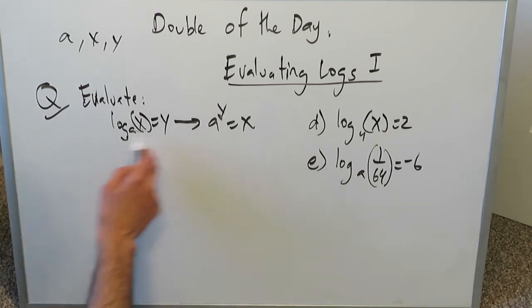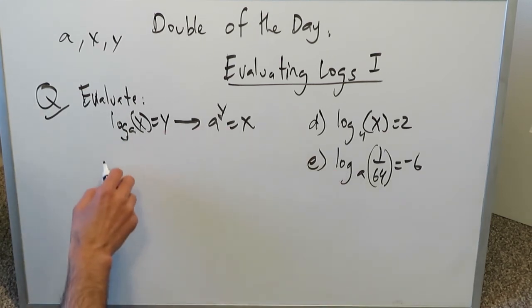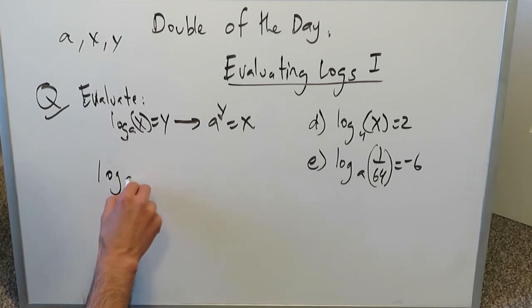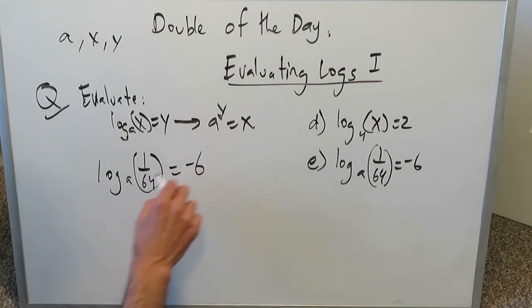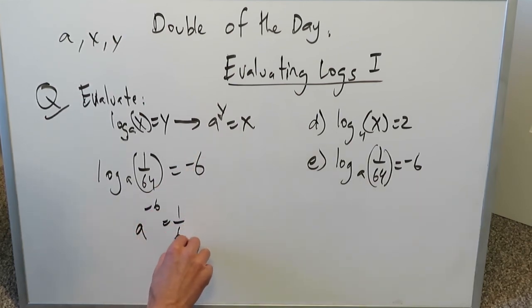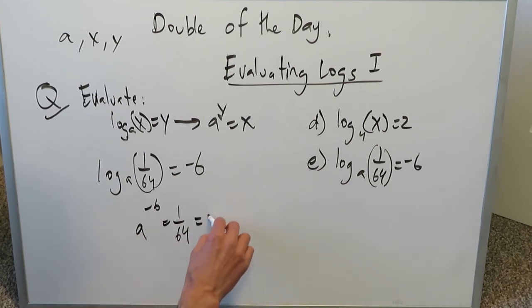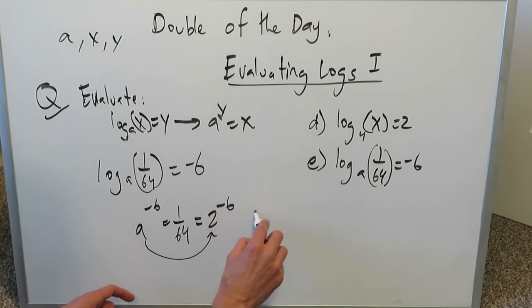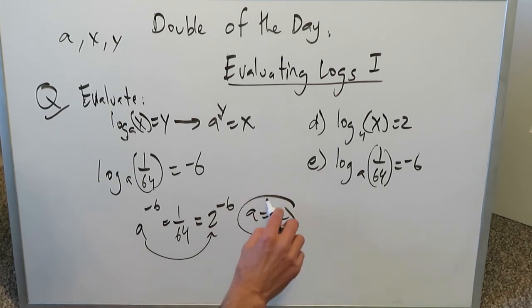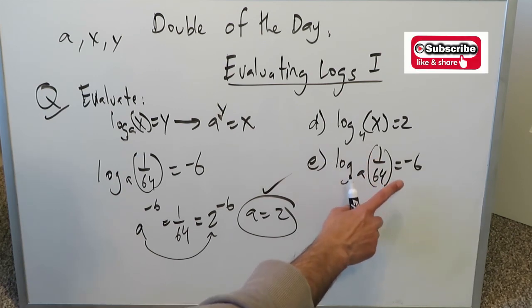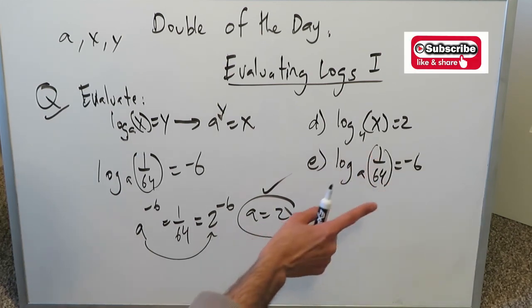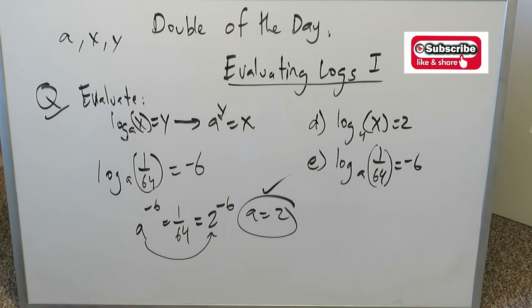Always utilize this expression here to evaluate these types of questions, and it'll make it very easy. Log base a of 1 over 64 is equal to minus 6. Convert this into exponential. a to the power of minus 6 is equal to 1 over 64. But 1 over 64 is 2 to the power of minus 6. That's exactly what it is. So a must be equal to base 2, and that would be your answer. So log base 2 of 1 over 64 is equal to minus 6, or you can say 2 to the power of minus 6 is equal to 1 over 64.